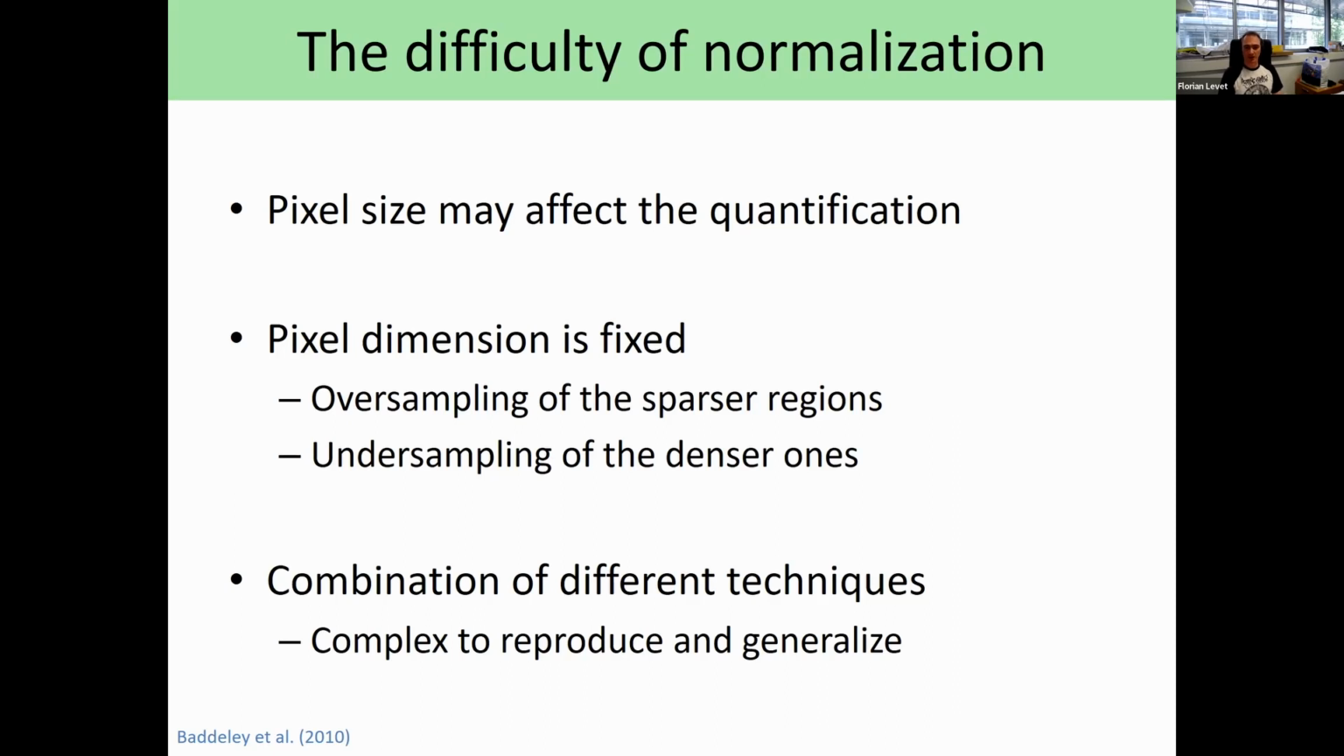Also, the pixel dimension is fixed. That means that you are oversampling sparser regions, because you will have a lot of pixels that will be basically empty, and you are undersampling the denser ones, where some pixels will maybe have 1,000 in intensity, centers of localization inside this pixel. And usually when you are doing a pixel-based technique, you are using a combination of different techniques to do your analysis, and it may be complex to reproduce and generalize.